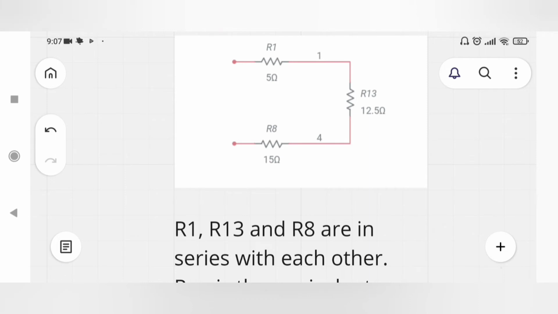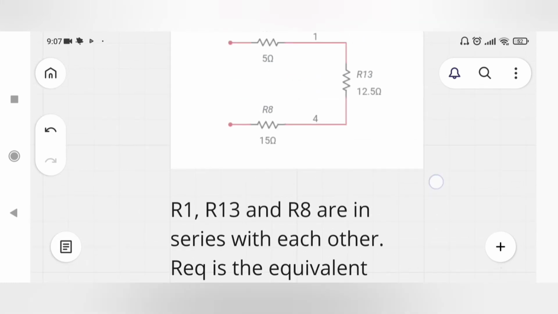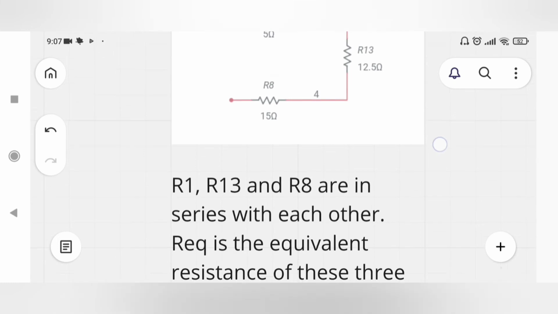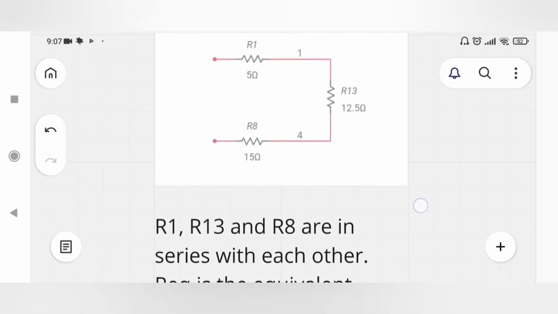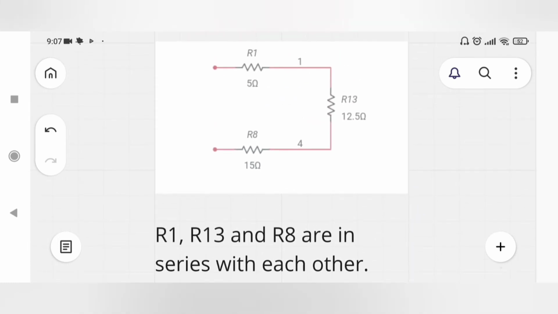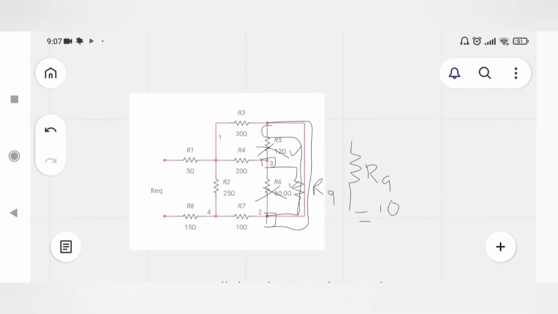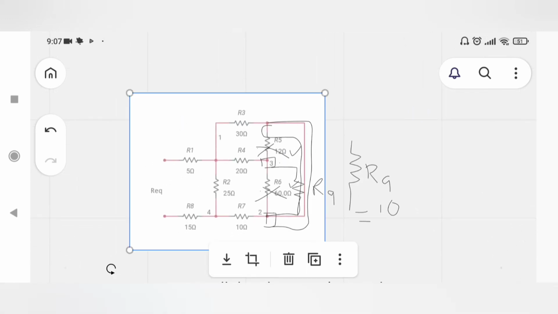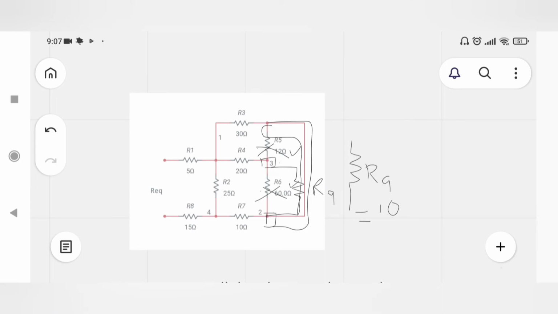Now there are three resistors R1, R13 and R8. All of them are in series with each other and their equivalent resistance is equal to 32.5 ohm. So R equivalent is equal to 32.5 ohm. The equivalent resistance of this network is 32.5 ohm. I hope you get it.